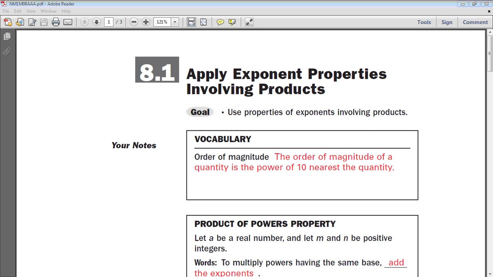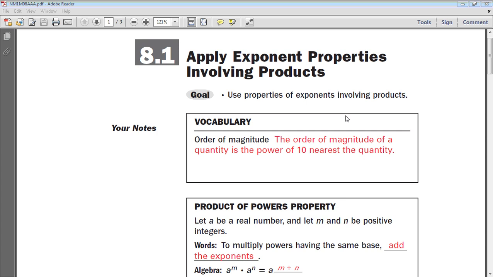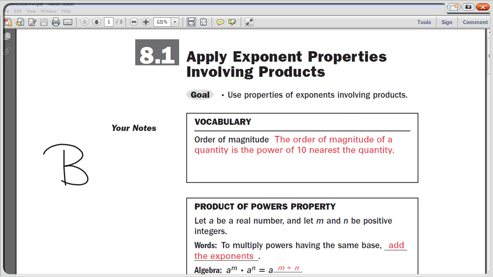Question 1. Applying exponent properties. What are products? Multiplication. Product is multiplication. What is an exponent? Isn't it like a little number that you put beside a number that shows that you're multiplying that number by itself? Right. It tells you how many times you're going to multiply a number by itself.